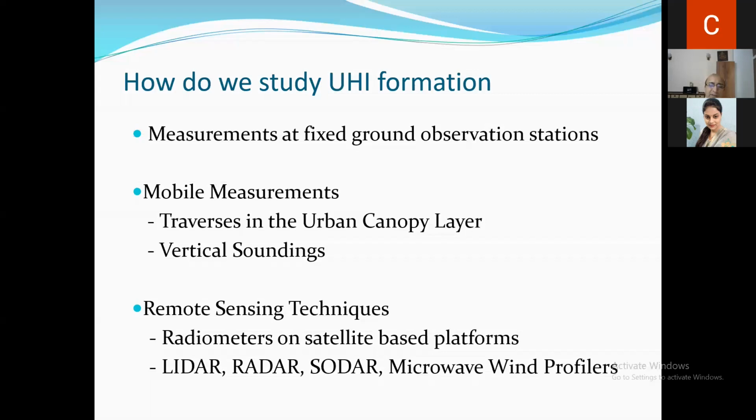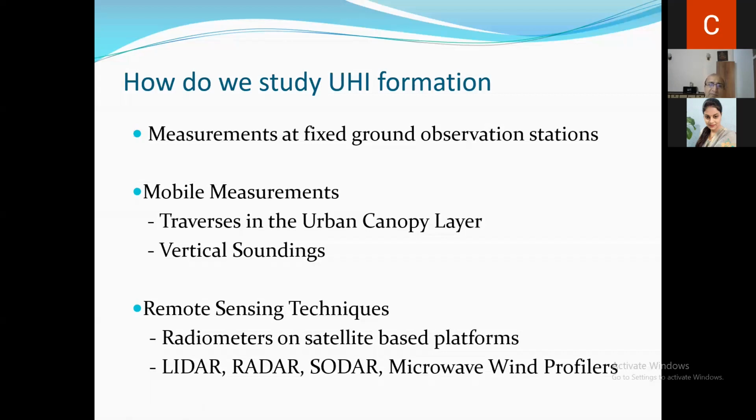But these days, actually, we rely more often upon what are called the remote sensing techniques, and primarily the passive remote sensing techniques. So the radiometers which are installed on satellite-based platforms, which rely mainly upon the energy coming from the sun, the electromagnetic radiation coming from the sun, these are basically passive remote sensing techniques.